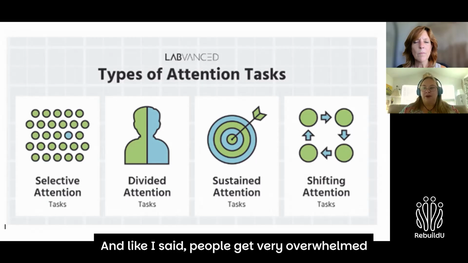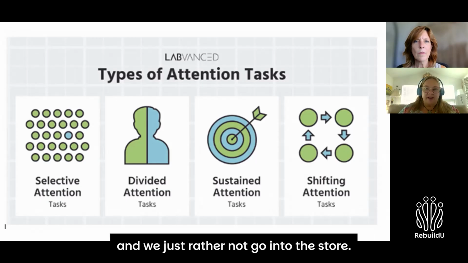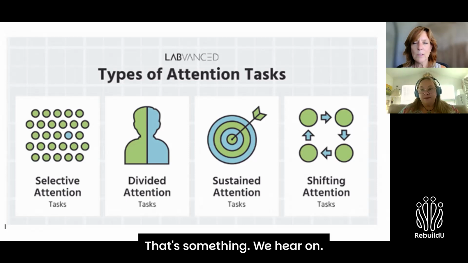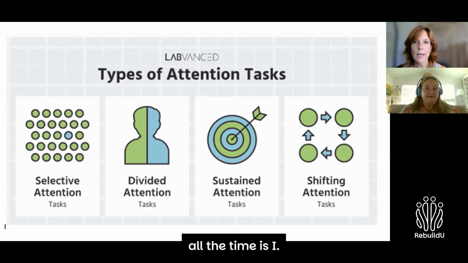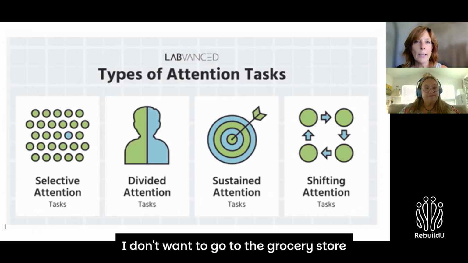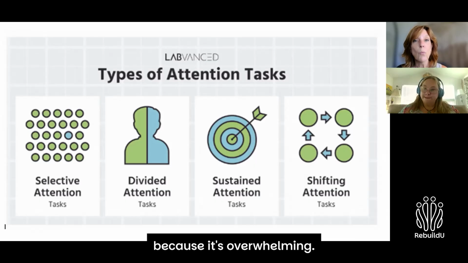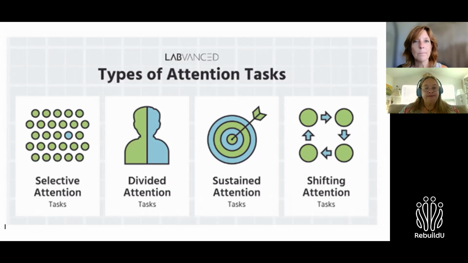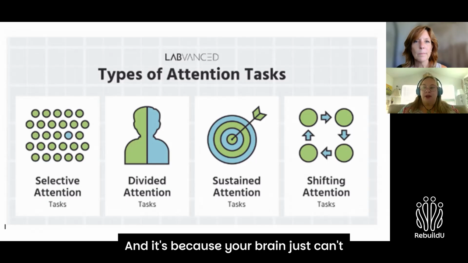And like I said, people get very overwhelmed and would just rather not go into the store. That's something we hear all the time: I used to love going grocery shopping. Since my brain injury, I don't want to go to the grocery store because it's overwhelming. The world is just overwhelming because I can't focus. The lights are too bright. It seems noisy. Yeah, and it's because your brain just can't decide which one to focus on, and those other noises are louder and just more bothersome.